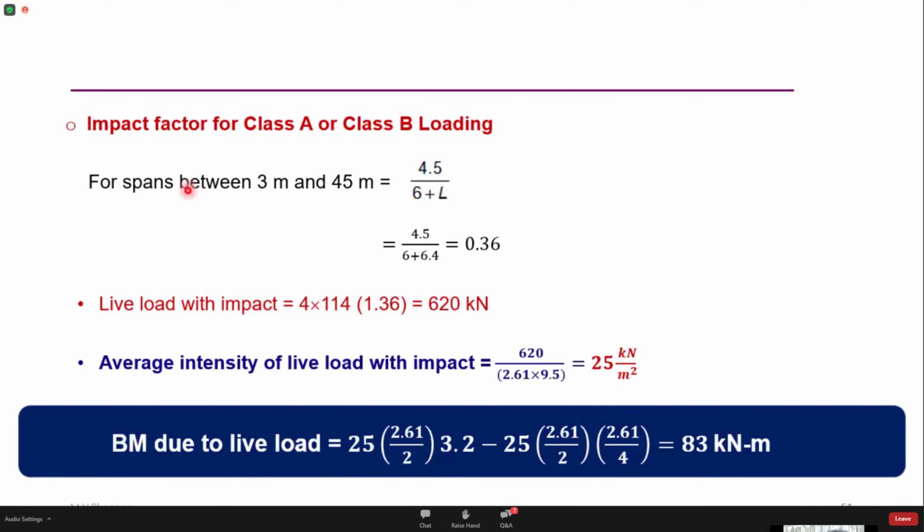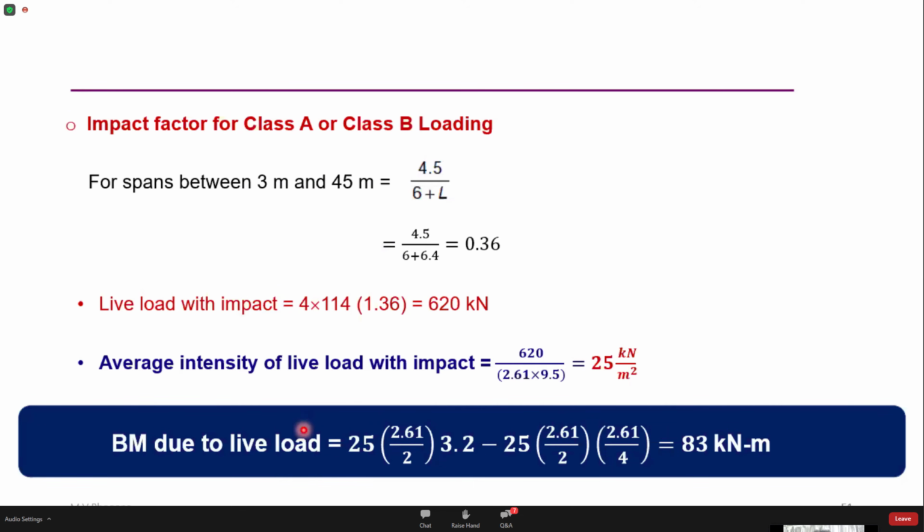Then again, to this live load, I'm going to add the impact factor. As we have shown in the earlier slide, the impact factor for class A loading is calculated by this expression. Here, the impact factor works out to be 0.36. So this is the change you see here: 114 into 4, because this is a 2-lane. I multiply the total weight of the vehicle by 1.36. This gives me the total live load with impact. Again, I calculate the average intensity of live load with impact. This works out to around 25 kilonewton per meter square.